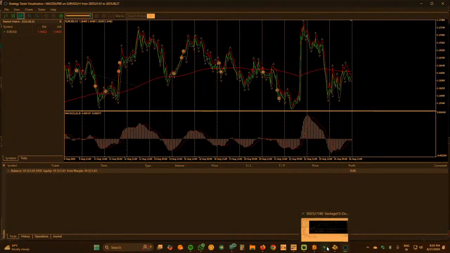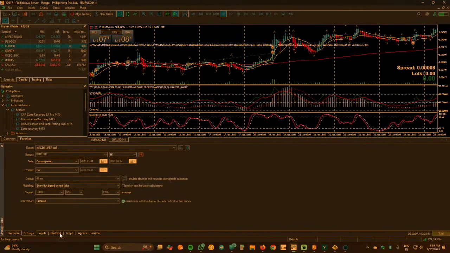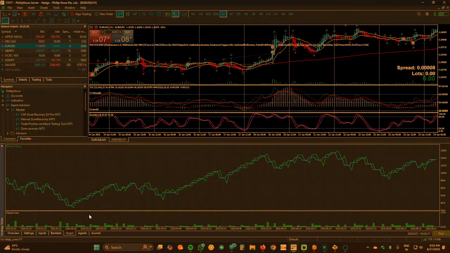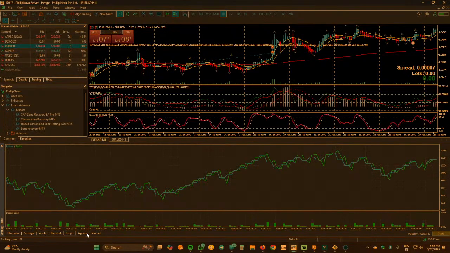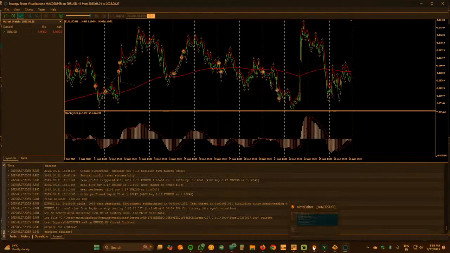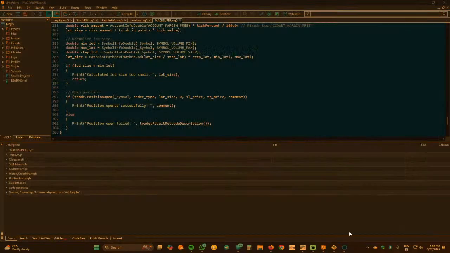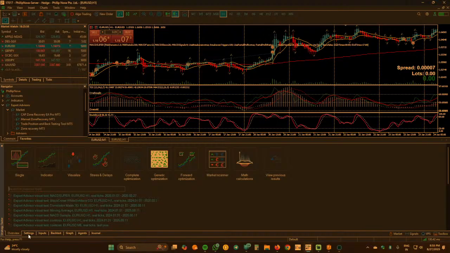Okay, let me look at the graph. Surprising. It was a good backtest. It did move up. Okay, it was a good backtest. So the price did move up. Let me close MT4. Price did move up. Yeah, it was a valid backtest.